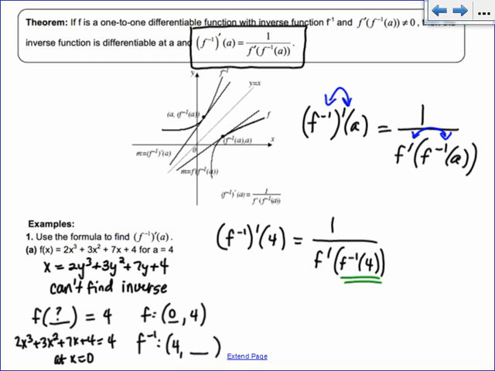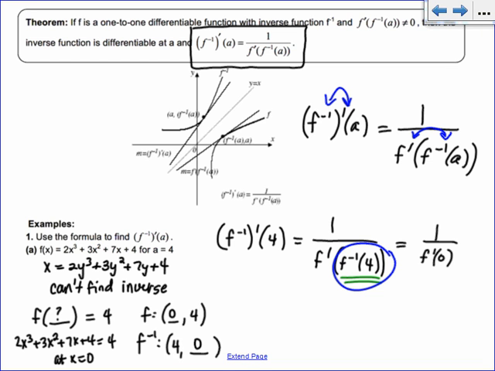And there's only one, because it has a unique inverse. There's only one place. So that means on the inverse function, when we plug in 4 for x, we get a y value of 0. That's what this is saying, f inverse of 4. It's saying when I plug in 4 for the inverse function, what do I get out? I get 0. So we have 1 over f prime of 0.